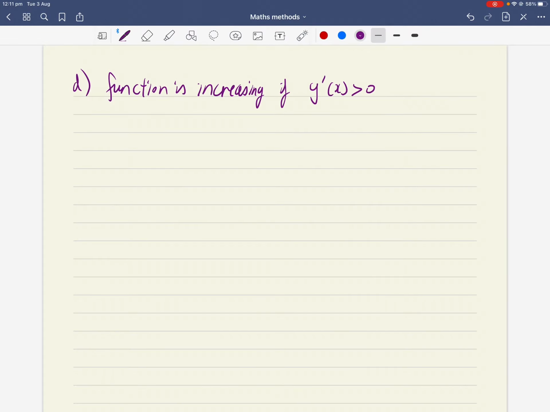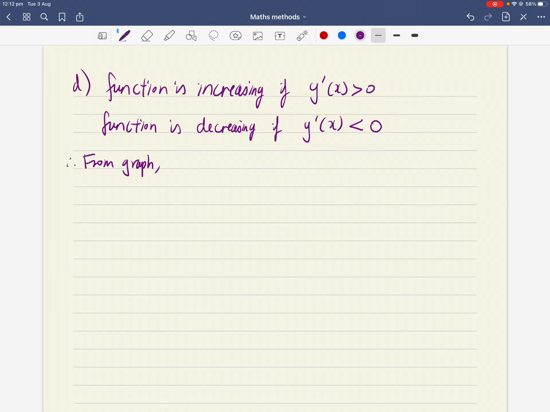So for part D, we can say that the function is increasing if our derivative y dash is positive, and the function is decreasing if our gradient y dash is negative. So therefore, from the graph, we can see that y, because I called the function y, the function is increasing when x is between negative infinity and that -5 point.